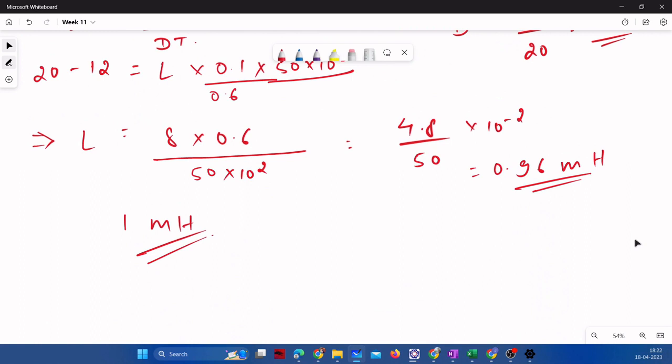0.96 millihenry is the answer we got. But if we design the inductance on our own, then we can get this exact value. But if we purchase the inductance, then we have to go for 1 millihenry. It would be more suitable, right?